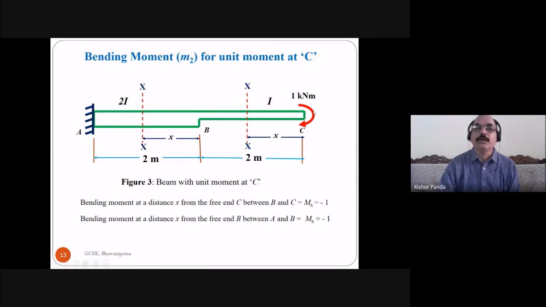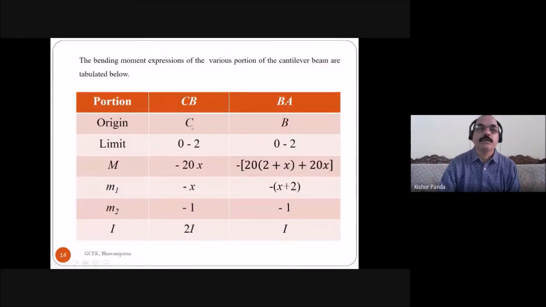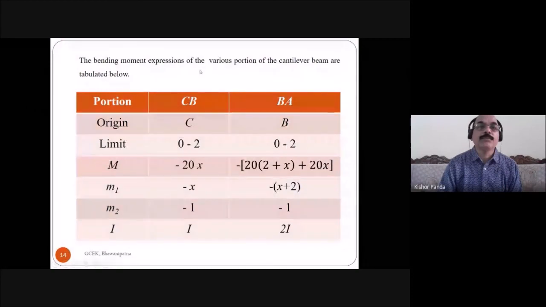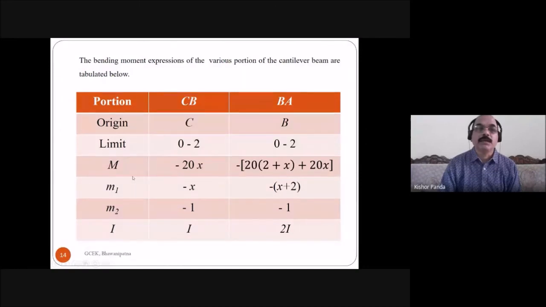What is the origin of this CB portion? C. And what is the origin of the BA portion? B, because here you are taking the x distance from the point B. So this is the origin for the AB portion, and for the BC portion, this is the origin. This is the bending moment expression of the various portions of the cantilever beam, and this is the origin, this is the limit, this is the bending moment due to the external force, this is the bending moment due to the unit force at C, this is the bending moment due to the unit moment at C, and this is the moment of inertia.